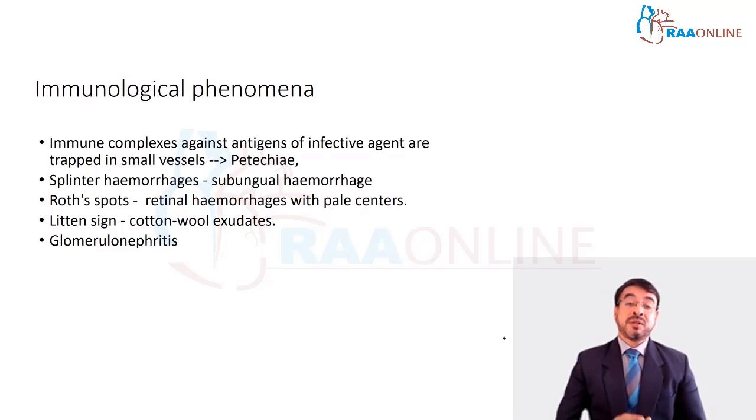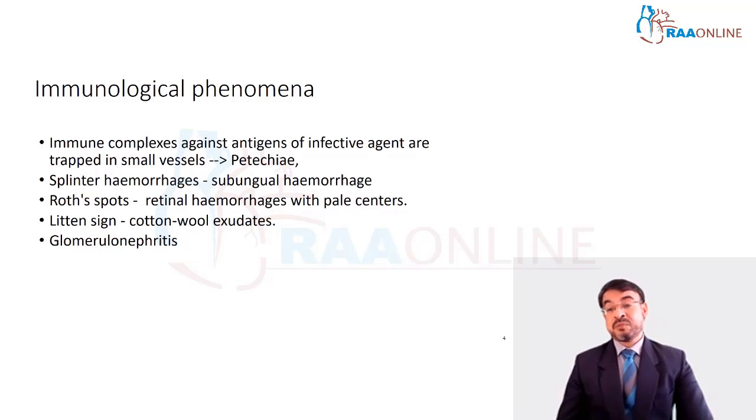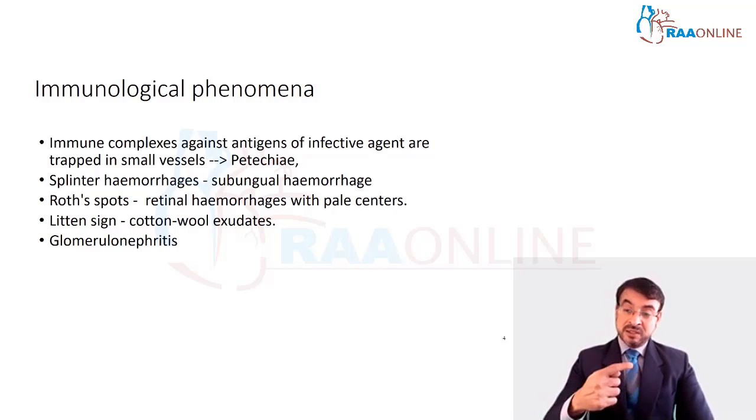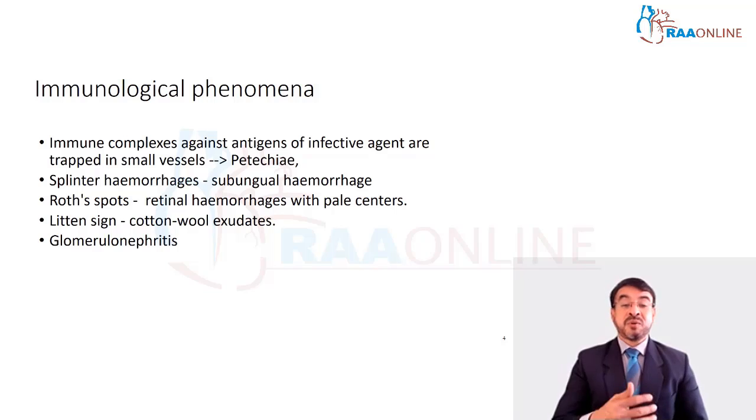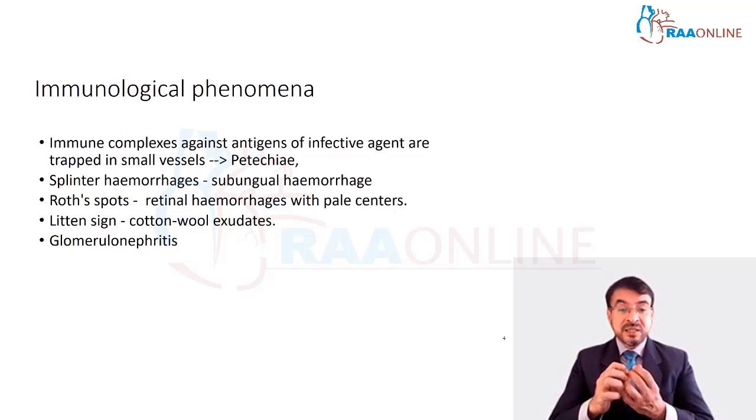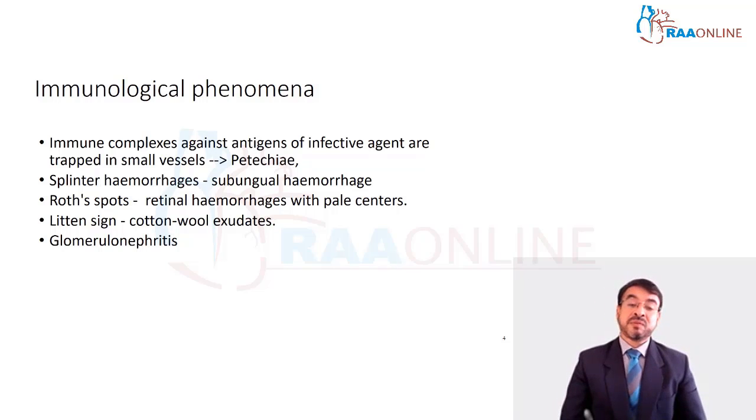Now, immunological phenomena are very important in infective endocarditis. Some of these questions are commonly asked in competitive exams. Now, when there is an infective agent, for example, streptococcus or staphylococcus, there are immune complexes that are formed against the antigen, and these immune complexes circulate all over the body until they reach small blood vessels beyond which they cannot move. And in those areas, they will cause petechiae. When it occurs beneath the nail beds, we call it subungual hemorrhage, and it is like small splinters. So they're called splinter hemorrhages.